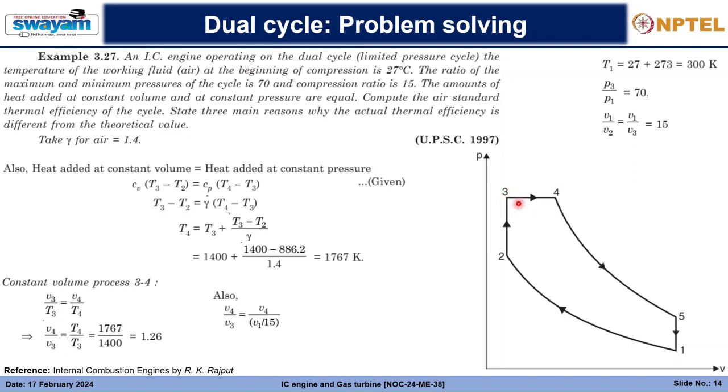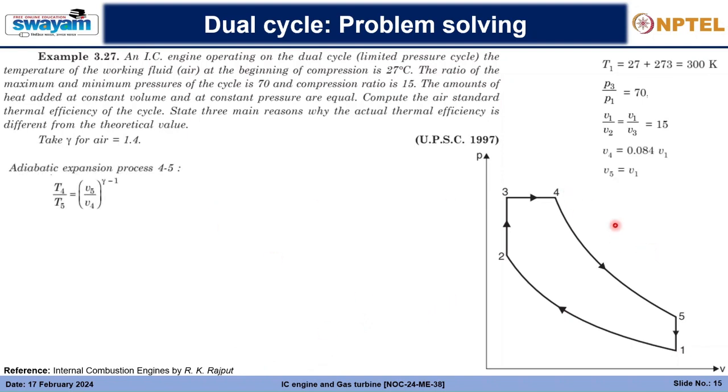So V4 by V3 here, what is V3? V3 we can simply relate to the compression ratio 15. So V1 by V2 or V1 by V3 is 15. From that we will get this particular relation, and if we put this relation, which is equal to 1.26 that we have just now solved, then we will get a relation among V4, V5 and V1. So V4 is this, V1 is this, and V1 is again V5, right? So among V4 and V5 we got the ratio of 0.084.